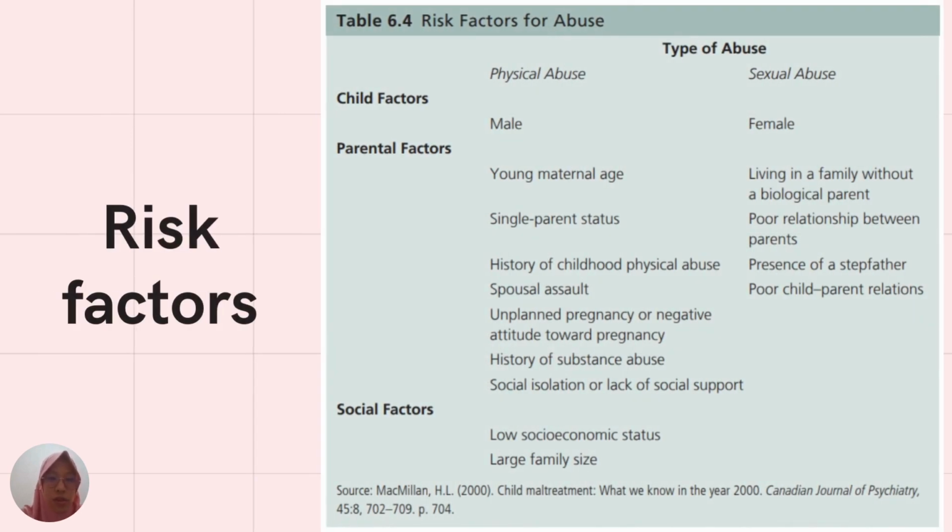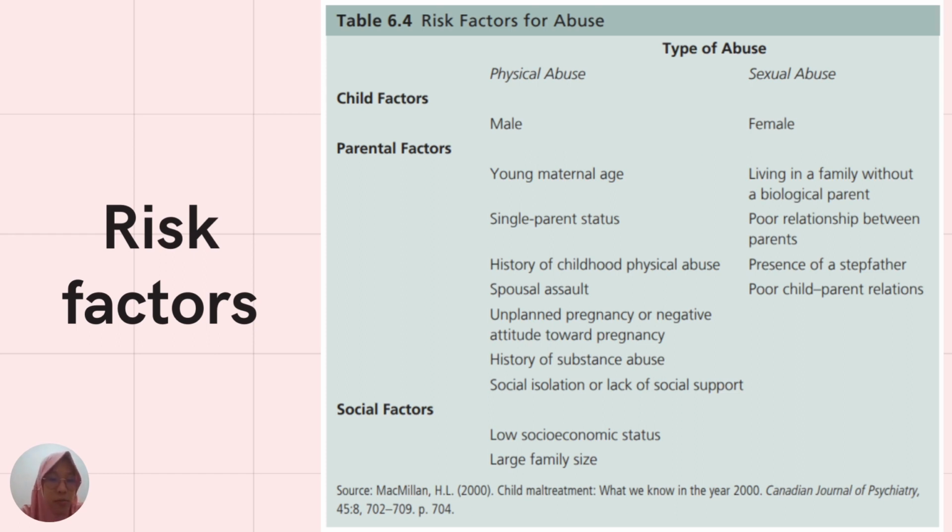And now I want to talk about the risk factors for abuse. So here I have provided a set of risk factors for two types of abuse, which are physical abuse and sexual abuse. So about the characteristics of the child or the victim. For physical abuse, male children are more likely to be a victim of physical abuse, whereas for sexual abuse, female children are more likely to be the victim.